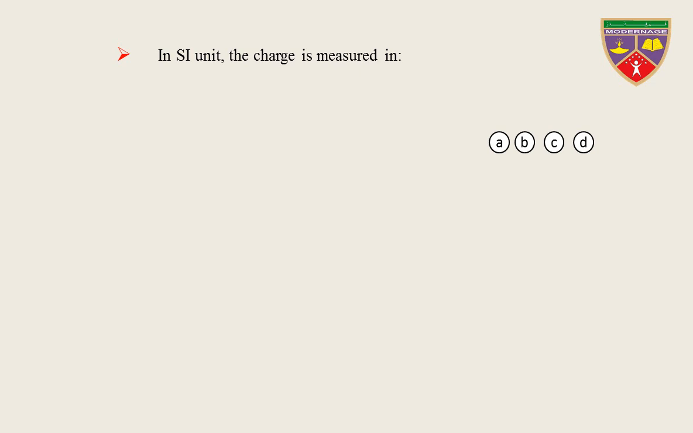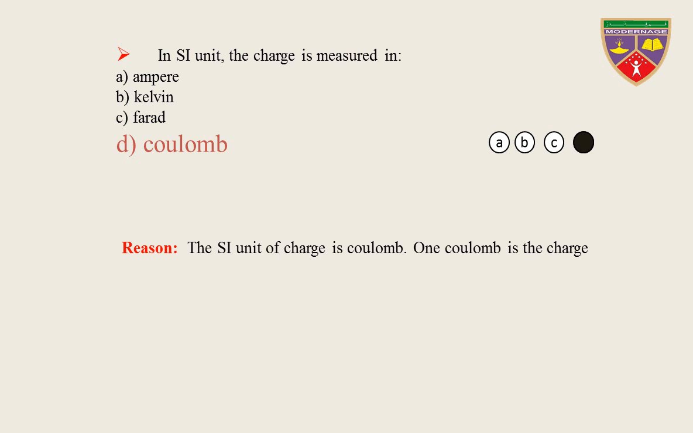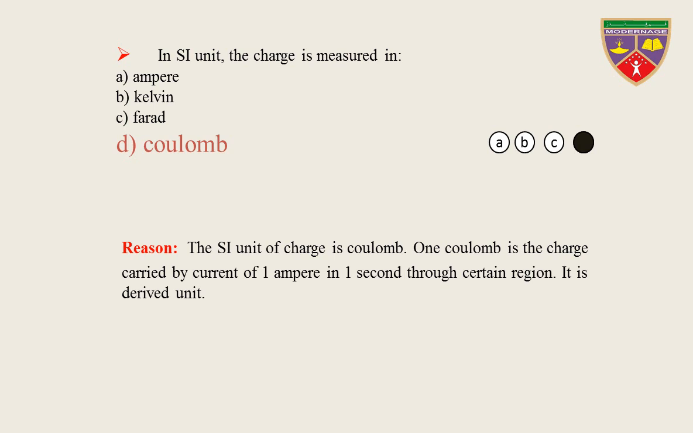In SI unit, the charge is measured in: option A, ampere; B, Kelvin; C, farad; D, coulomb. The key is coulomb. Therefore, the correct option is D. Reason: the SI unit of charge is coulomb. 1 coulomb is the charge carried by current of 1 ampere in 1 second through certain region. It is a derived unit. Hence, the SI unit of charge is coulomb.